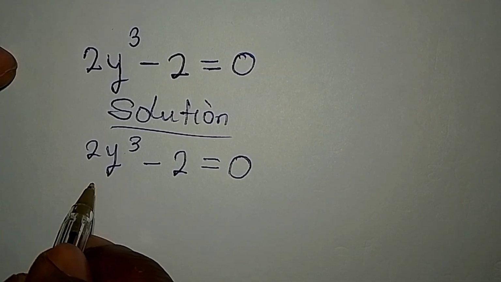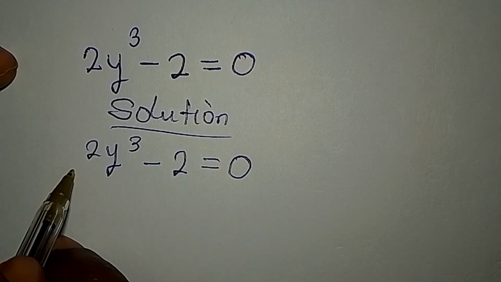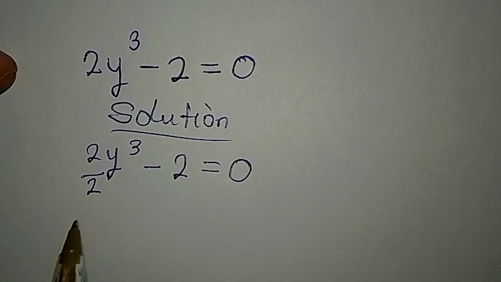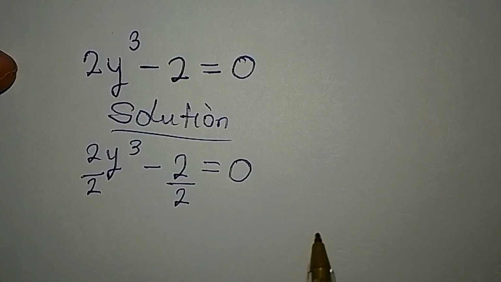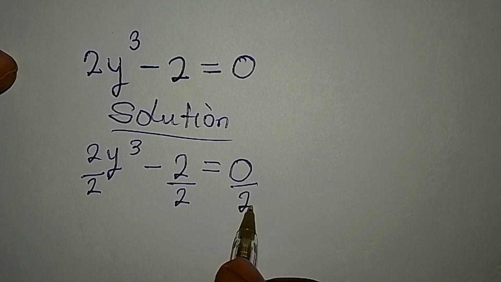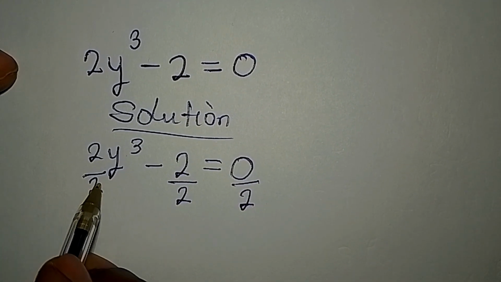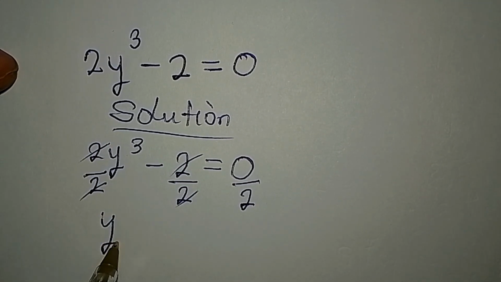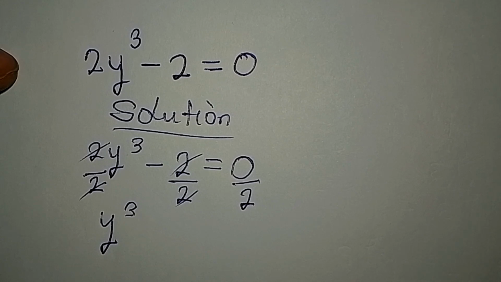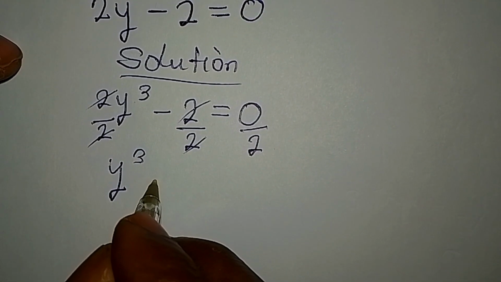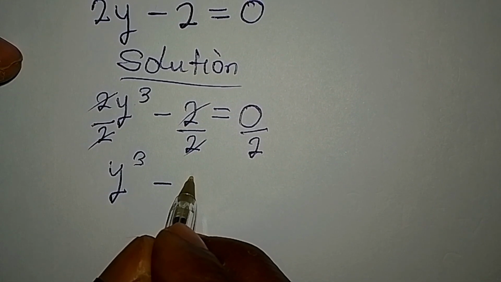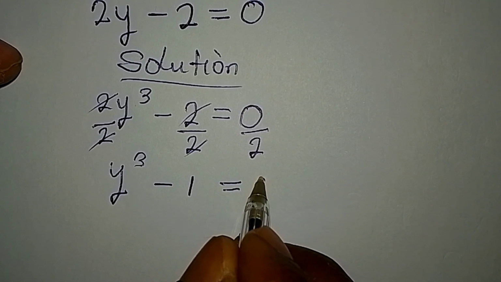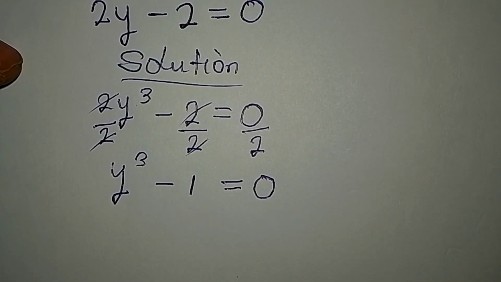Now, from here, we can simply divide all through by 2. So this will be divided by 2, this will be divided by 2, and the 0 can also be divided by 2. This can go, this can go, and then we have y to the power of 3, right? Then minus 2 over 2 will give 1. So this will now be equal to 0 divided by 2, and it's 0.